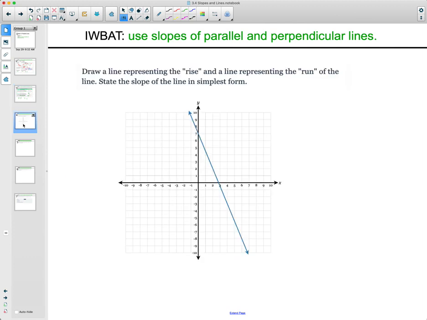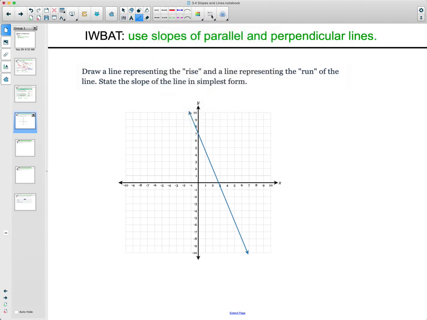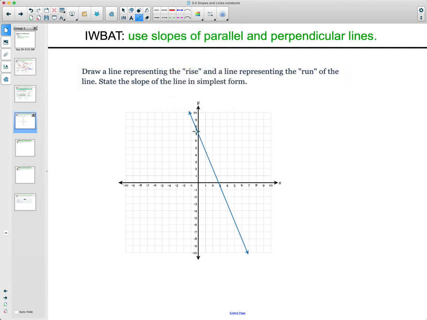Let's take a look at a couple examples here. Draw a line representing the rise and a line representing the run of the line, then state the slope in simplest form. So let's go ahead and get the rise and run on here. I'm going to do the rise in red. So find any 2 points, maybe we should do that first. Find two of these lattice points that it goes through. So it looks like it goes through that point. Look for another one, this one.